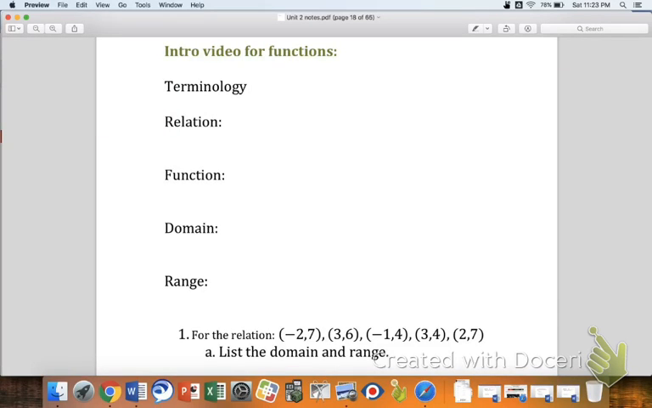This is the intro video for Algebra 1 for functions. And in this video, we're going to be just looking at a little bit of terminology, and we'll do one example regarding functions. So first, let's talk about some terminology.